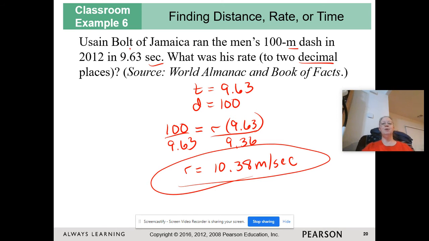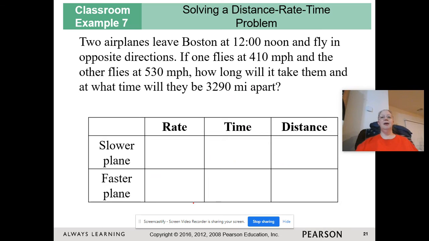Okay, so this is just a straightforward distance is equal to rate times time. We're only talking about one person. We're not talking about two different vehicles, two different people. However, now we're talking about two different airplanes. When we have two different things going on, a table is the easiest way to organize the information. And so we've got a slower plane and a faster plane, and they leave at noon and they fly in opposite directions.